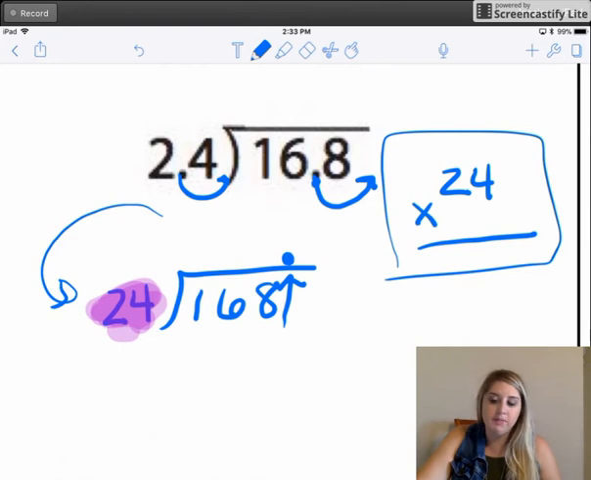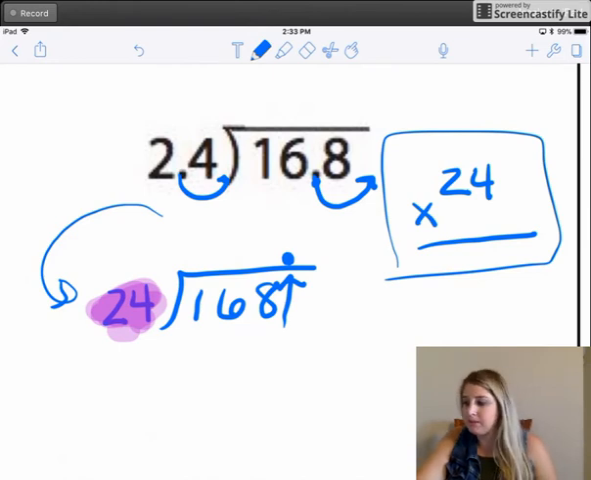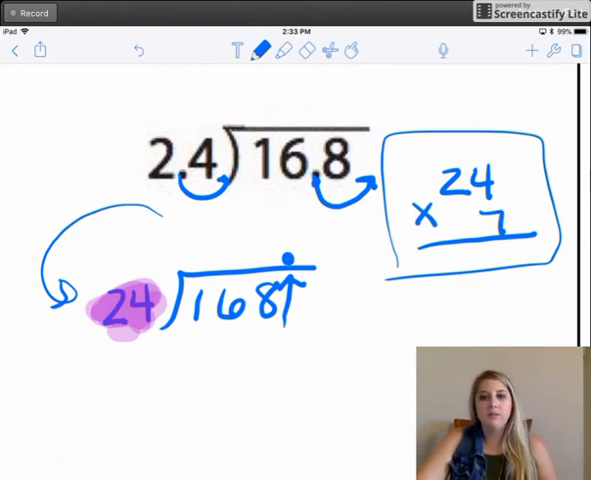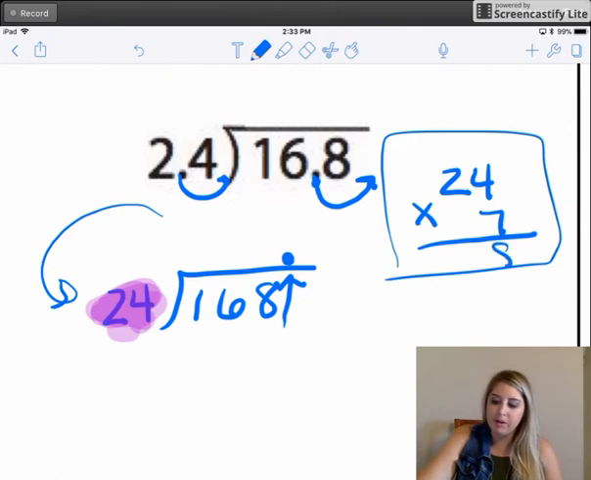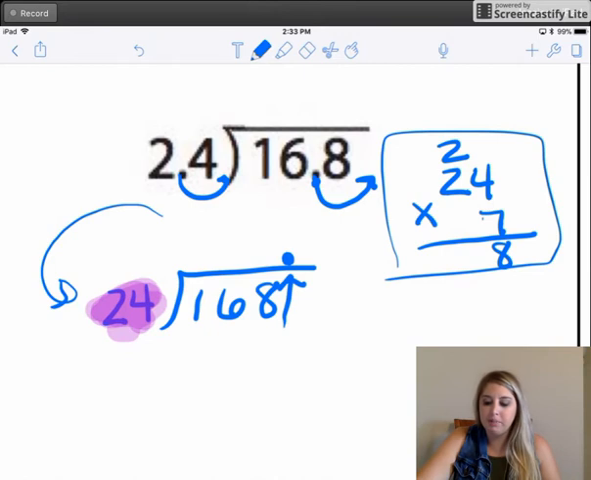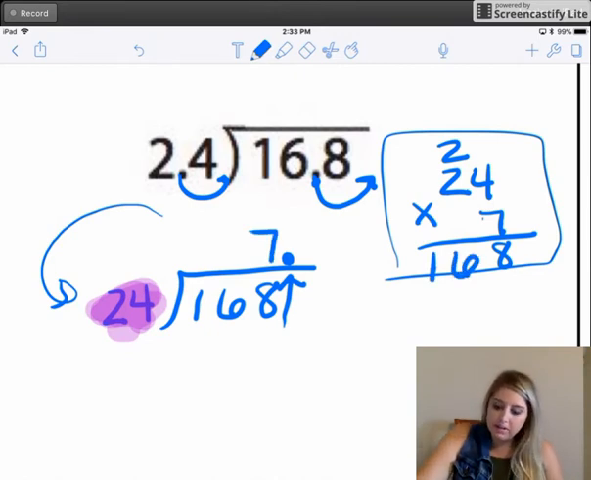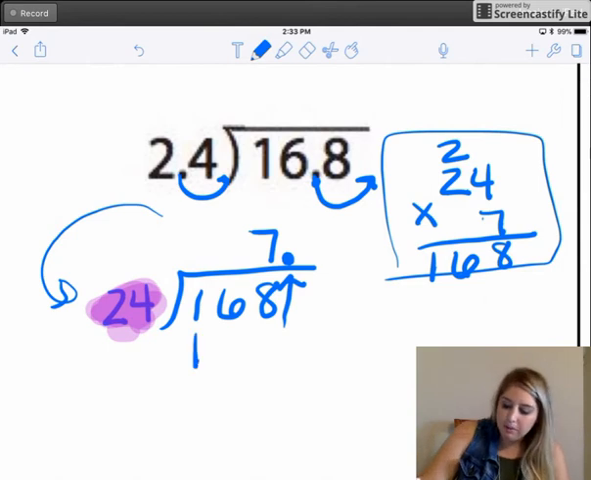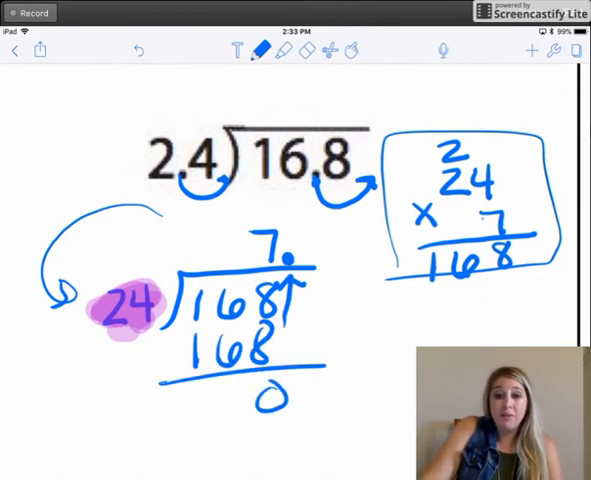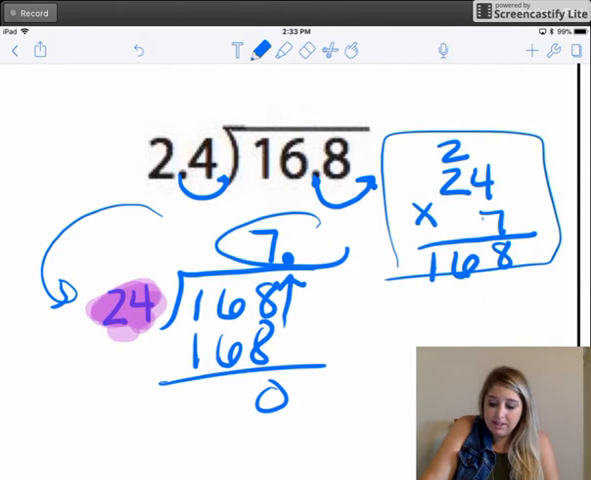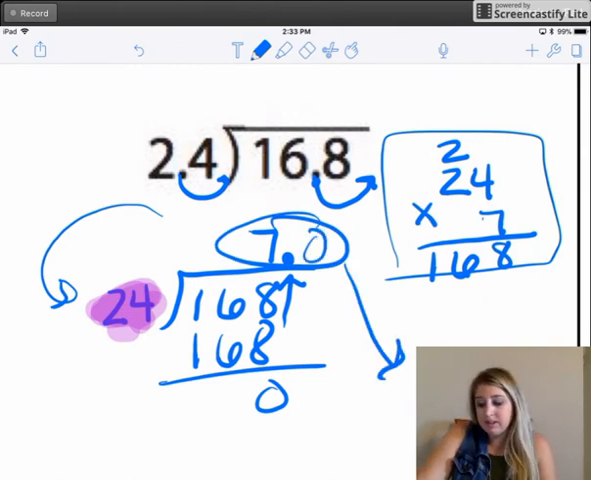So 24 times 5, 24 times 6, 24 times 7. When I took 24 times 7, 7 times 4 is 28, carry the 2. 2 times 7 is 14, plus 2 is 16, so 168. Hip, hip, hooray, I got it. So I can put a 7 here. 168, and I have no remainders. So my answer is 7.0, which is really just 7.